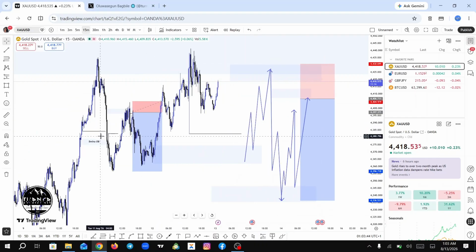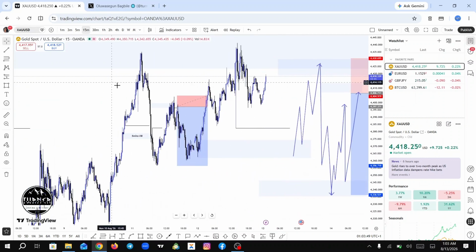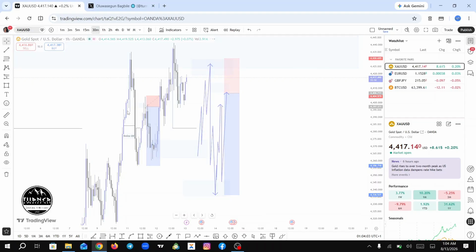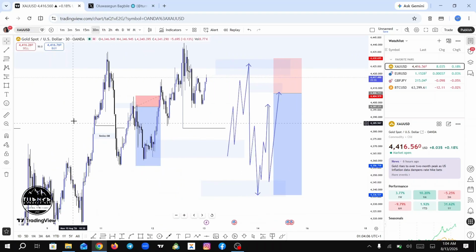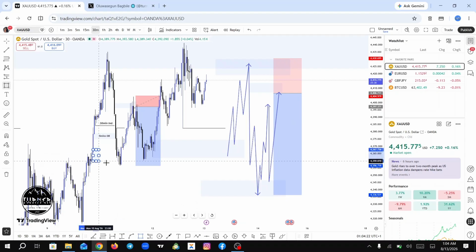And let me show you how it happened here. Like I said, a POI will be resting around here. This is a change of character that happened on the lower time frame, on the 5 minutes, as you can see. But if we go to 1 hour, is it 1 hour or 30 minutes? Hold on, let me check. Okay, yeah, 30 minutes. If we go to 30 minutes, you can see this is an inducement on 30 minutes. Then we have this POI right here on 30 minutes.